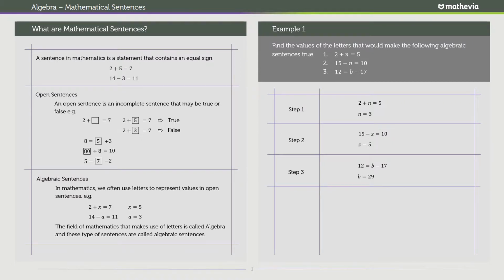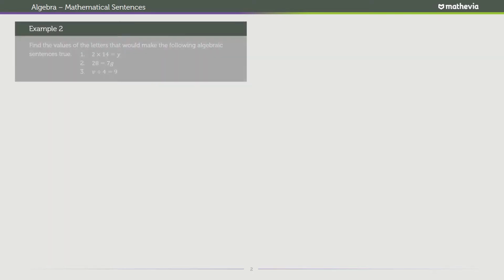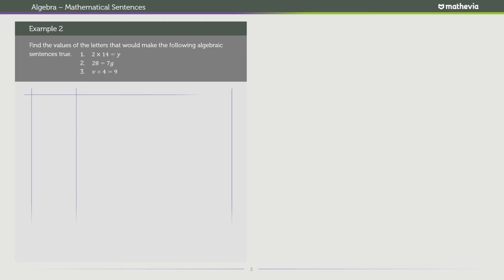All right, so let's go ahead and solve a few more examples. We have example 2, and example 2 says, find the values of the letters that would make the following algebraic sentences true. Just similarly, but in this case, we're working with multiplication. So 2 times 14 equals y. What is y? 2 times 14 equals 28. So y is 28. Simple.